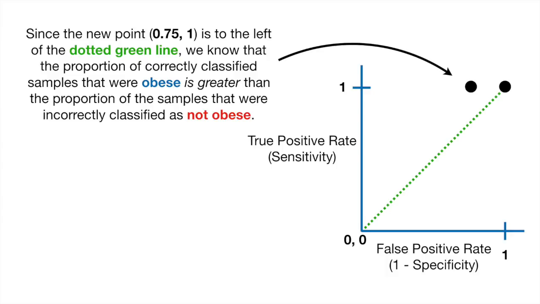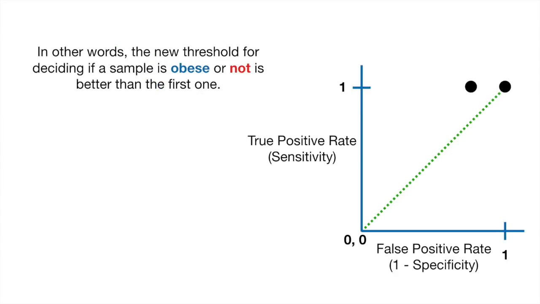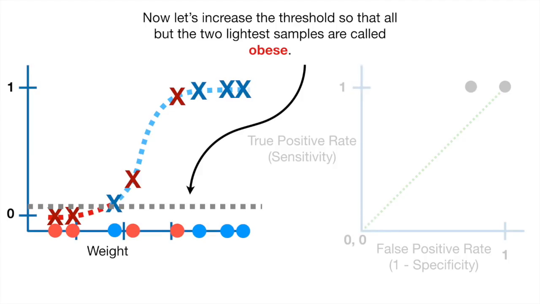Since the new point is to the left of the dotted green line, we know that the proportion of correctly classified samples that were obese is greater than the proportion of samples that were incorrectly classified as not obese. In other words, the new threshold for deciding if a sample is obese or not is better than the first one.